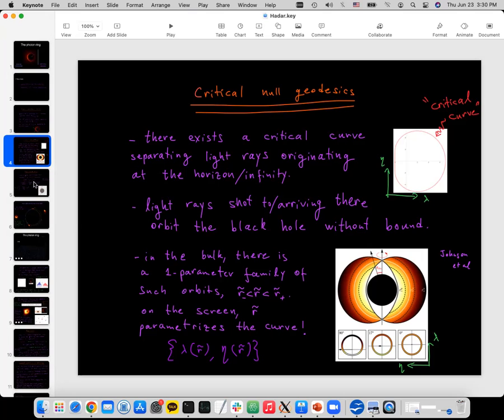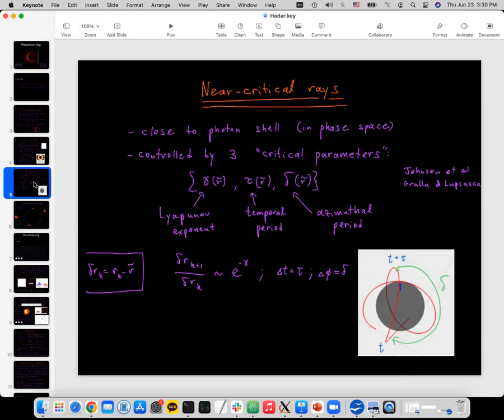Okay, next slide. Near critical light rays. What we were saying is true in general, and we're focusing on the critical light rays. But for observation, we will never have exactly critical light rays. We can only have near critical rays that orbit the black hole a certain number of times, and these will be the ones that actually form the photon ring. These near critical light rays are close to the photon shell in phase space. There's a precise sense in which they are close to the photon shell in the phase space of null geodesics.